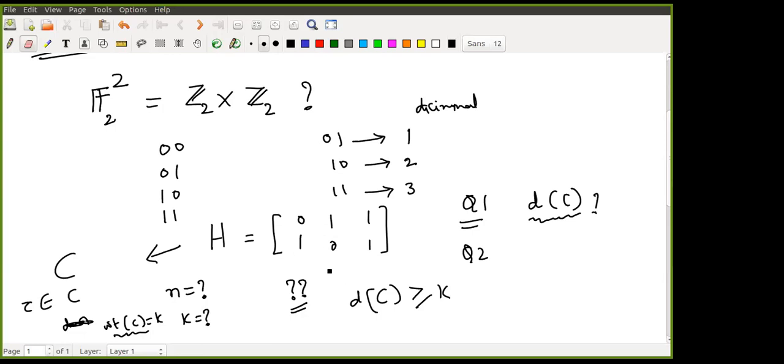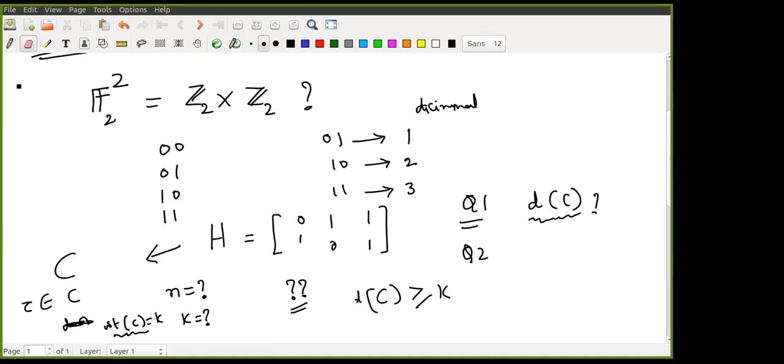I'll repeat one more time so that it is clear. The distance of the code being greater than or equal to k means, from the parity check matrix, that any k columns of H are linearly independent. Any k columns of H are linearly independent, then the distance of the code is greater than or equal to k.